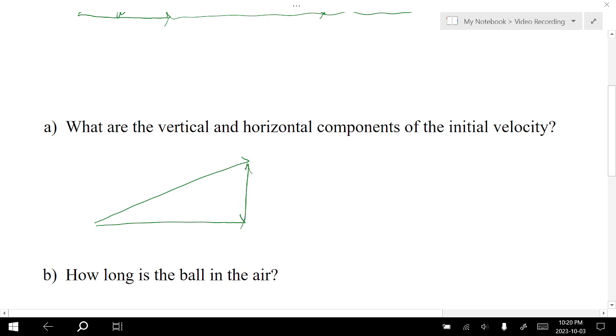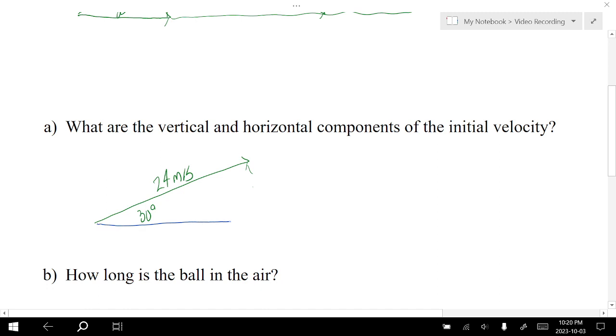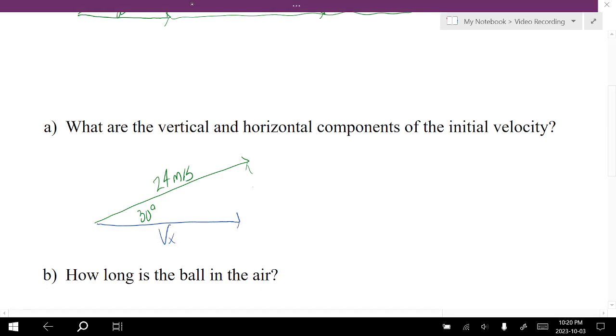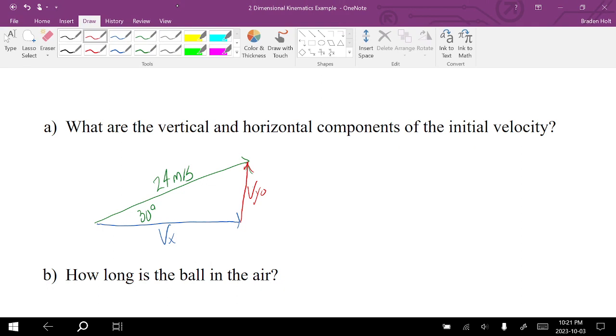We have a velocity of 24 meters per second, an angle of 30 degrees, and we are asked to find Vx, and we are asked to find Vy initial. Notice I didn't say Vx initial because Vx doesn't change. Vy changes due to gravity, so after the initial y velocity it will be changing, but the x will not.